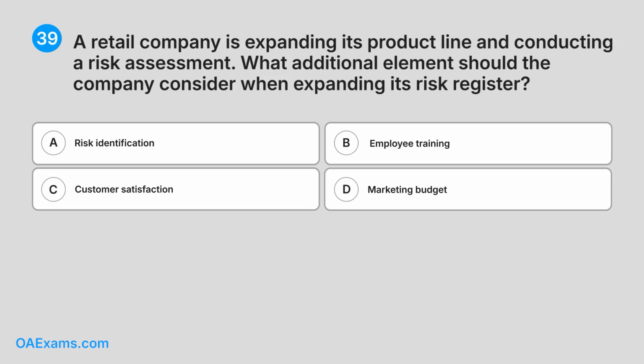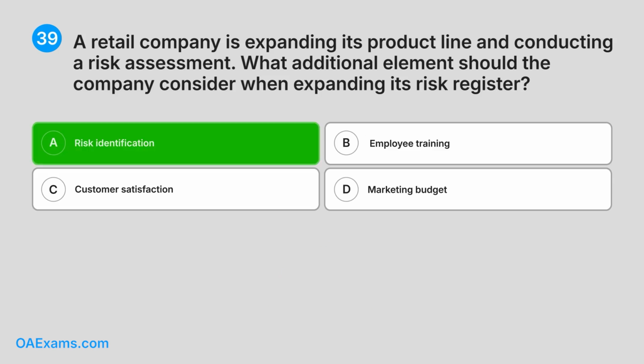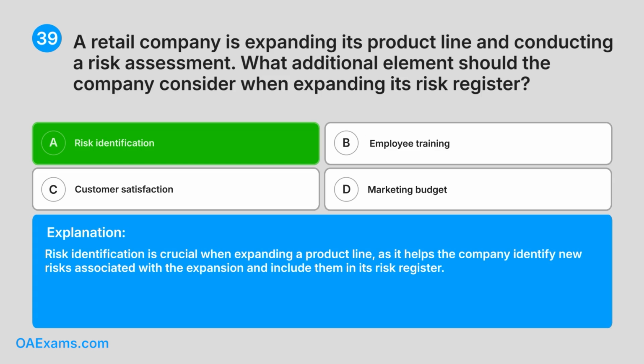Correct answer. A. Risk identification. Explanation. Risk identification is crucial when expanding a product line, as it helps the company identify new risks associated with the expansion and include them in its risk register.